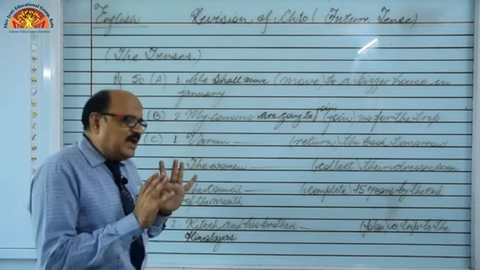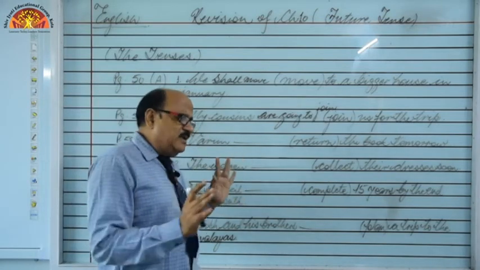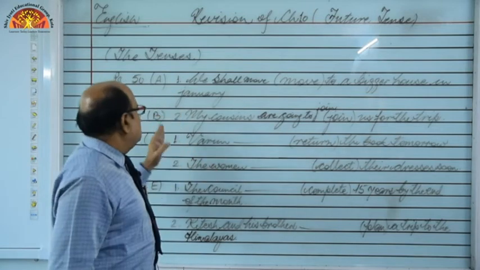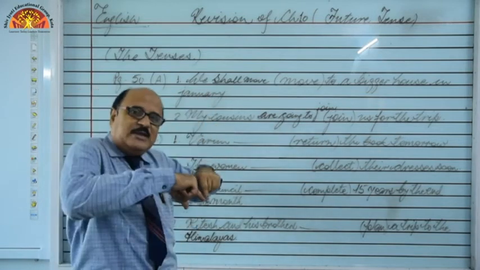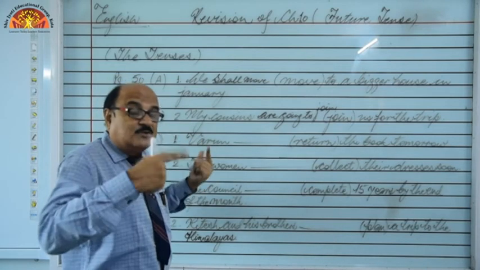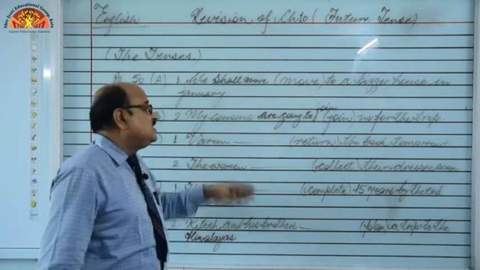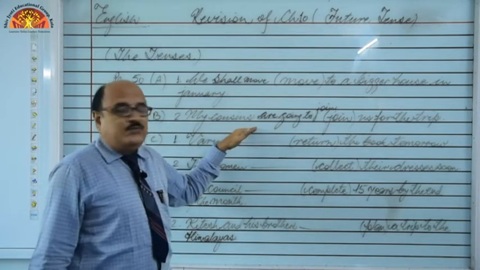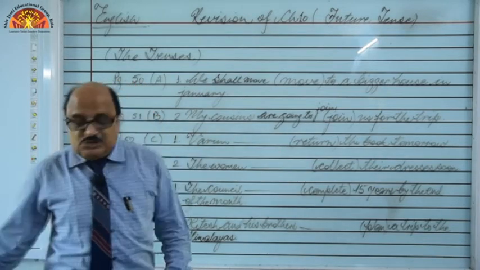It means it has been planned out. It has been completely planned out that my cousins will be coming to us, and they will be joining. So, we are using present continuous tense to reflect certain future. So, are going to join.